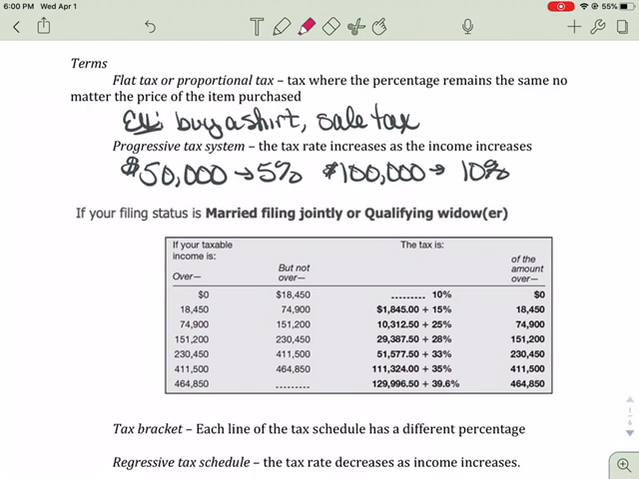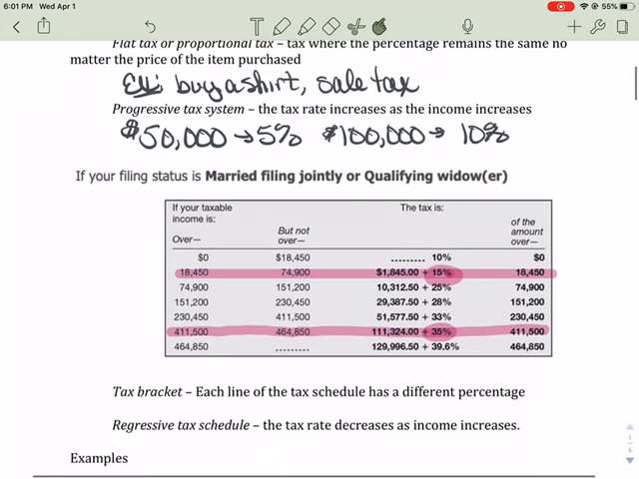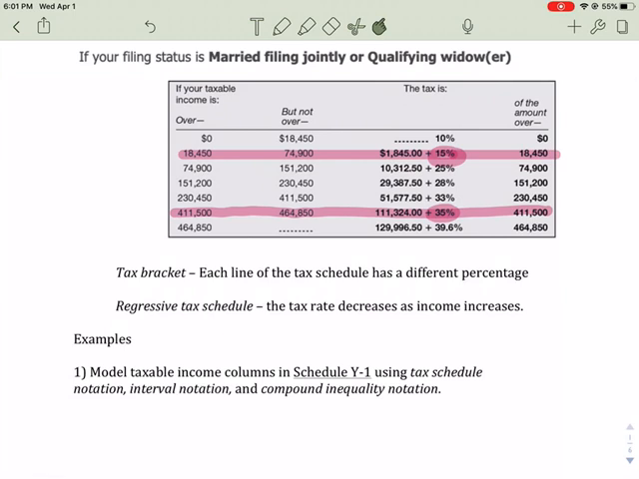If I'm making between $18,450 and $74,900, you'll notice my percent is only 15. But if I make between $411,500 and $464,850, my percentage is now 35%. So as my income increases, the percentage that I pay increases.